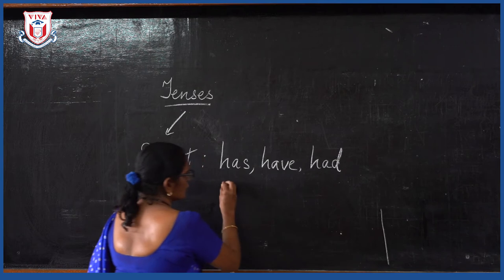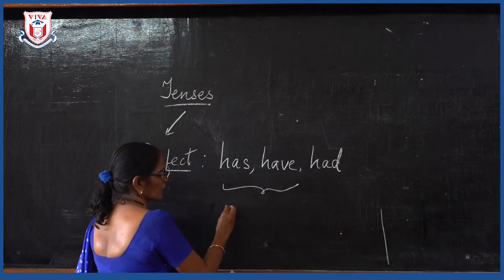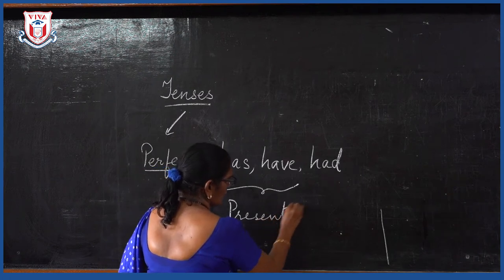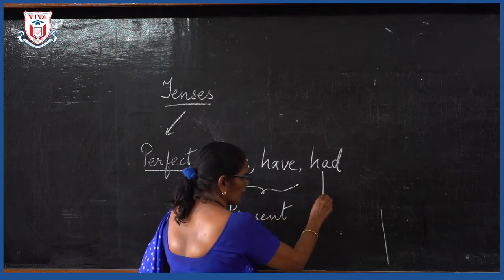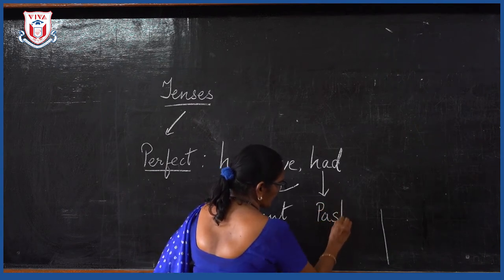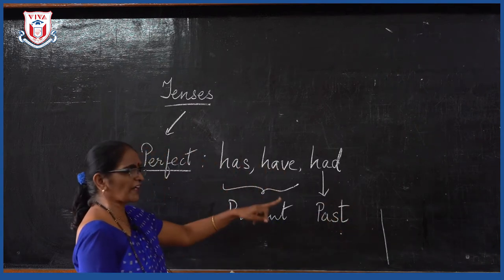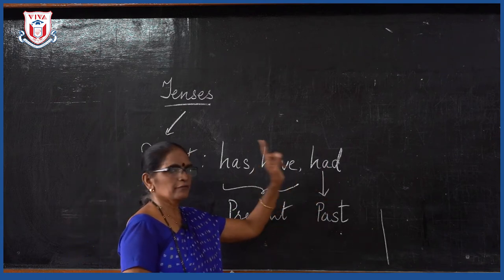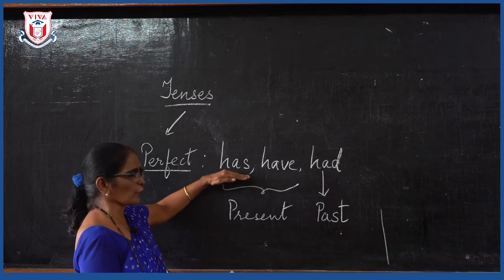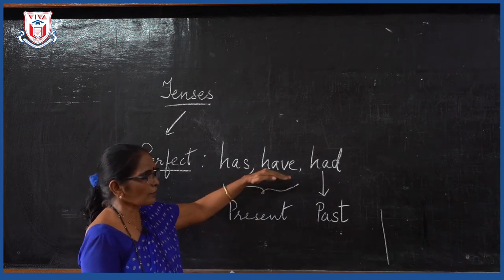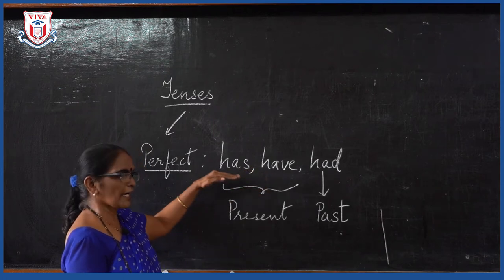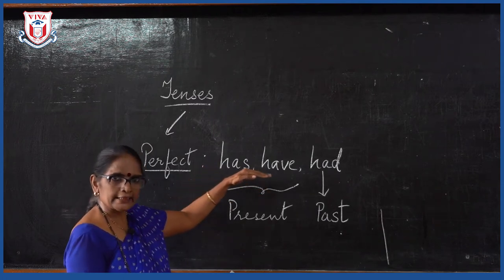Okay. Now these two words are used for the present tense. And this is the only word it is used for the past tense, perfect. When I say past perfect tense, only had will be used. When I say present perfect tense, I will use only has and have. Now suppose the same sentence, if I take Payal bakes cake. Payal has baked cake.